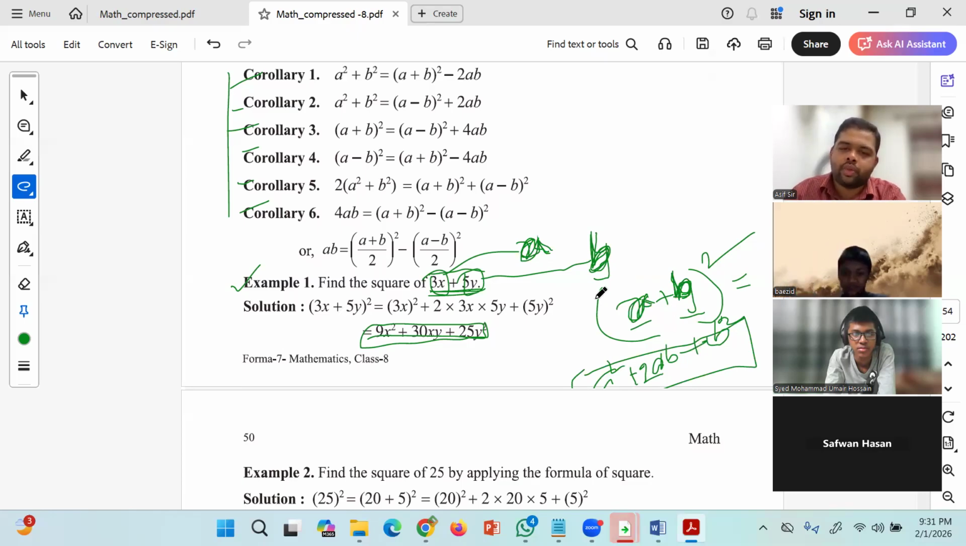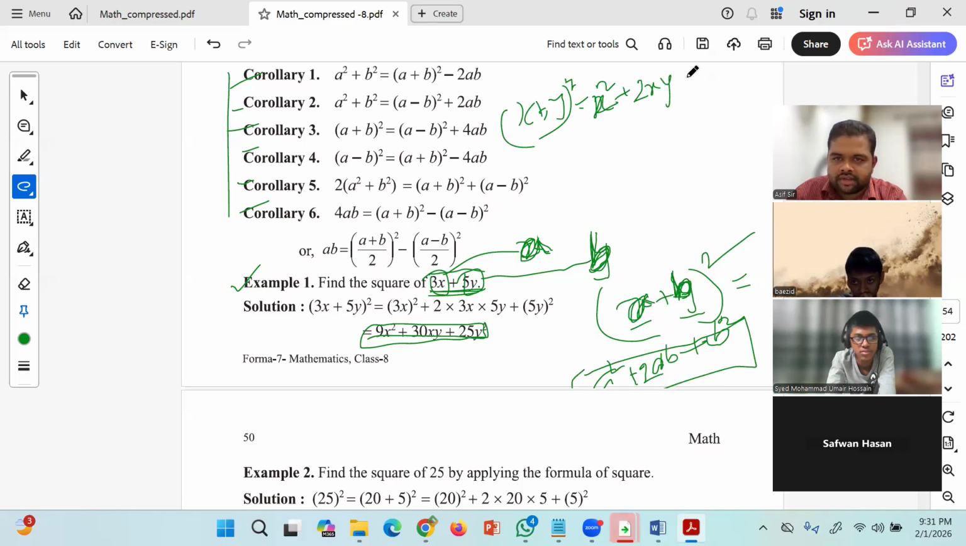Or we can say that if the first one is x, second one is y, then x plus y whole square equals x square plus 2xy plus y square. This is the same formula. Just here we are using a plus b, here we are using x plus y. There is no difference other than this.